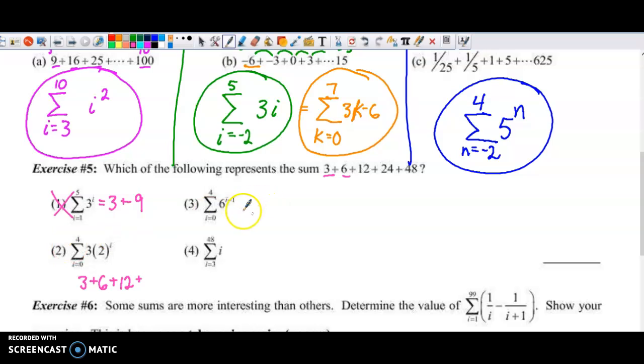So let me just show you if the other ones are good. I hope you would disagree with this one, like 3 plus 4 all the way to 48. Yikes, not a good answer. Same thing with this one. If you plugged in 0, 6 to the negative 1st power equals 1/6. That doesn't even start out good. So I believe we would have been right if we continued on number 2.